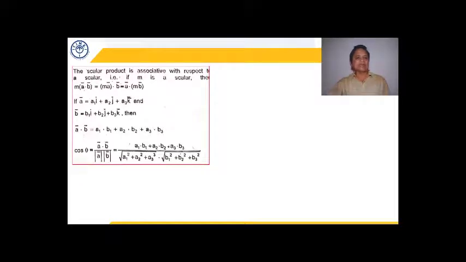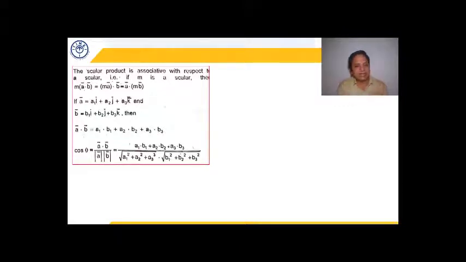The scalar product is associative with respect to a scalar. That is, if m is a scalar, then m(a · b) is as good as (ma) · b or a · (mb). That means the scalar product is associative with respect to a scalar. Then we had one result.